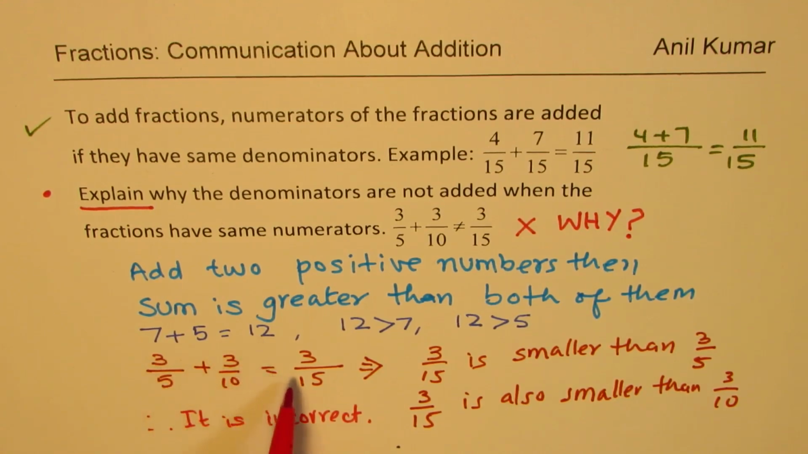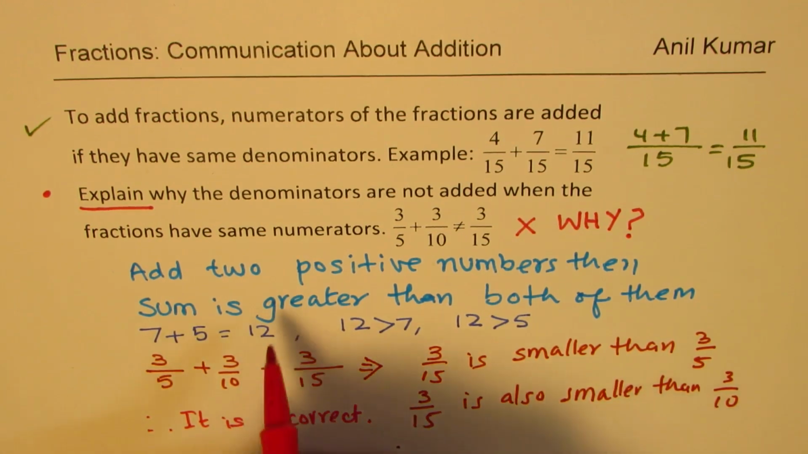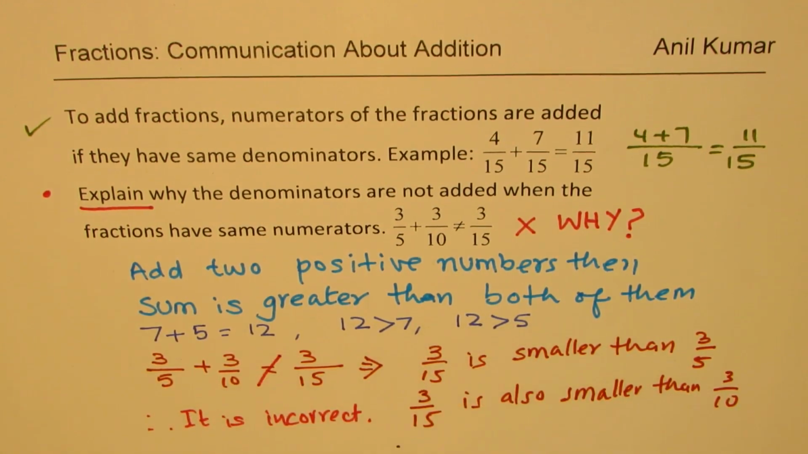Correct? So that is the idea. When you add, you expect a bigger number. But if you add the denominators, the number which you get will be 3 over 15. Whenever the denominator increases, the value will decrease. Now that is not possible. When you add, you should get a bigger answer, a larger number. But here you get a smaller number, and therefore this is wrong. You get the idea, right? So that is the basis on which we can explain why denominators are not added if the numerators are the same.